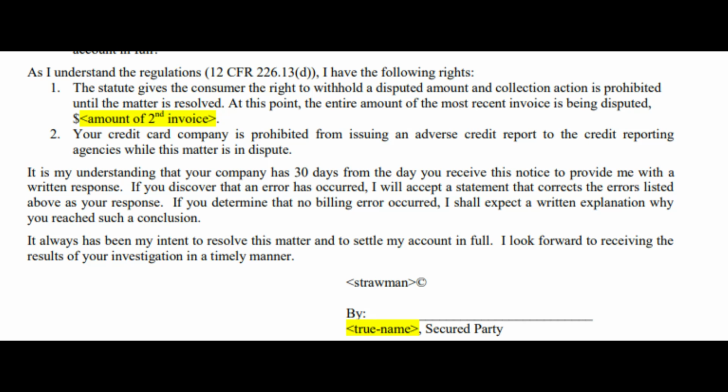If you discover that an error has occurred, I will accept a statement that corrects the error listed above as your response. If you determine that no billing error has occurred, I shall expect a written explanation why you reached such a conclusion. It always has been my intent to resolve this matter and settle my account in full. I look forward to receiving the results of your investigation in a timely manner.